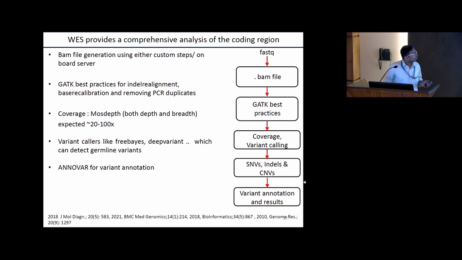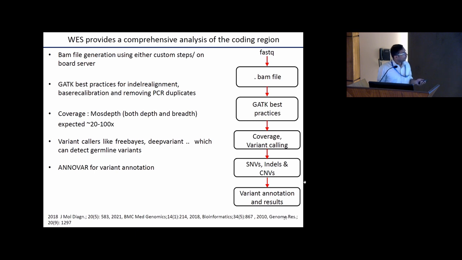So the analysis of whole exome data can be done using this pipeline, and it is mostly a textbook example of how a pipeline looks. BAM file generation is done again using custom steps on the onboard server. We use these GATK best practices to perform indel realignment, base recalibration, and to remove PCR duplicates.